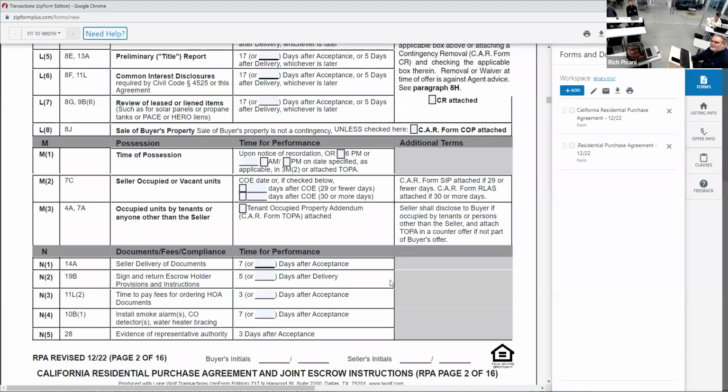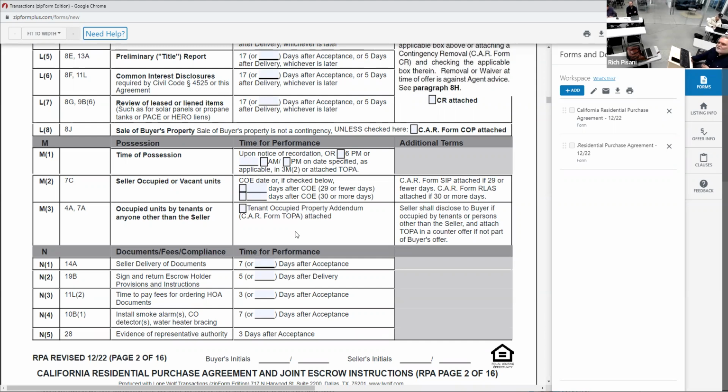Occupied units by tenants. If it's a duplex, or a single family home, and it's occupied by a tenant, you must use this form called the TOPA.